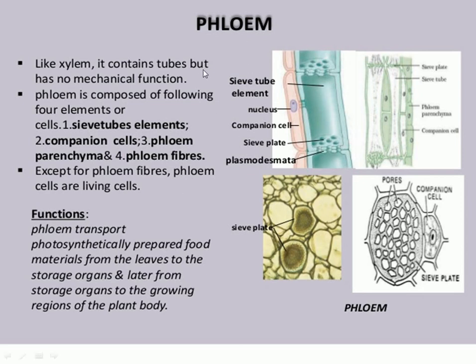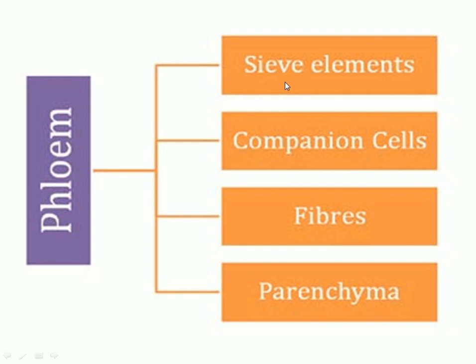So there are four components of phloem: the sieve tube element, second the companion cell, third the phloem parenchyma, fourth the phloem fiber. Of the four components, only the phloem fiber is dead; the other three are living. The phloem fiber's function is providing mechanical strength to the phloem. I will discuss all these components one by one. These are the four components: sieve elements, companion cell, fiber, and the phloem parenchyma.